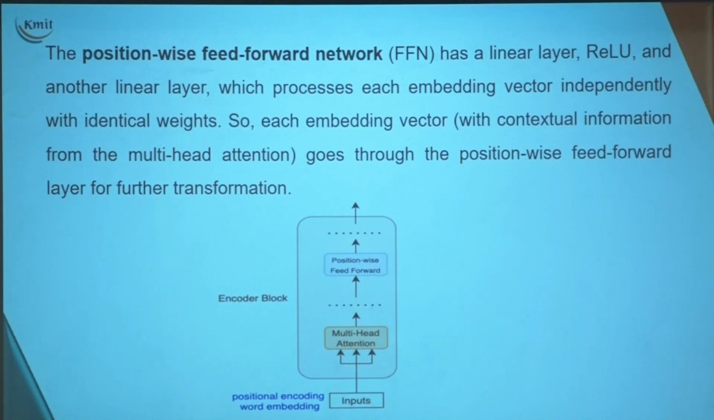What is the attention mechanism? Adding weights to the tokens generated. That is what is being explained here. So each embedding vector is processed independently with identical weights, along with contextual information from the multi-head attention. So what does multi-head attention give us? Multi-head attention takes what?